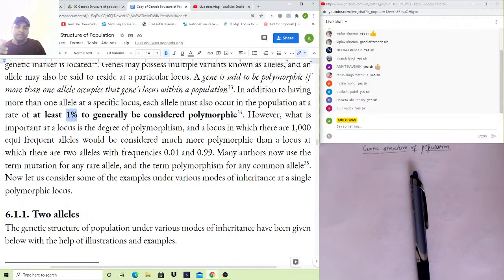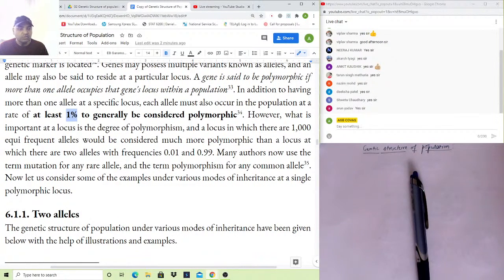It is also important that the degree of polymorphism depends on the number of alleles rather than on a single allele and how many people are having a particular allele or the other allele. So if a population at a locus is made up of equifrequent alleles, say for example 100, 200, 1000, then that locus is said to be more polymorphic than a locus where only two alleles are there with frequencies of 0.01 and 0.99. That is, 0.01 means one individual in 100, and 0.99 means 99 individuals have another form of allele at the locus.